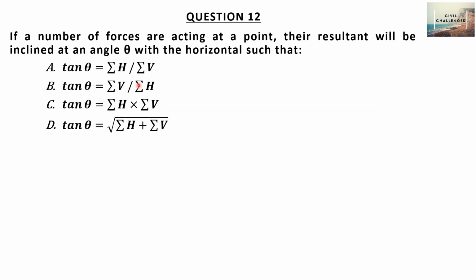Now the next question is, if a number of forces are acting at a point, the resultant will be inclined at an angle theta with the horizontal such that option A, tan theta is equal to sigma H divided by sigma V; option B, tan theta is equal to sigma V divided by sigma H; option C, tan theta is equal to sigma H into sigma V; option D, tan theta is equal to square root of sigma H plus sigma V.